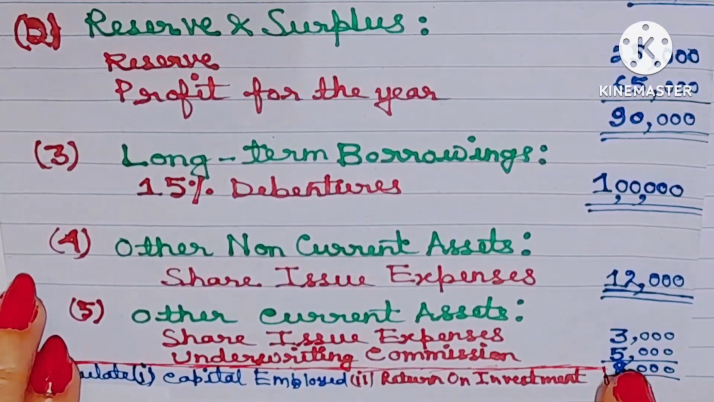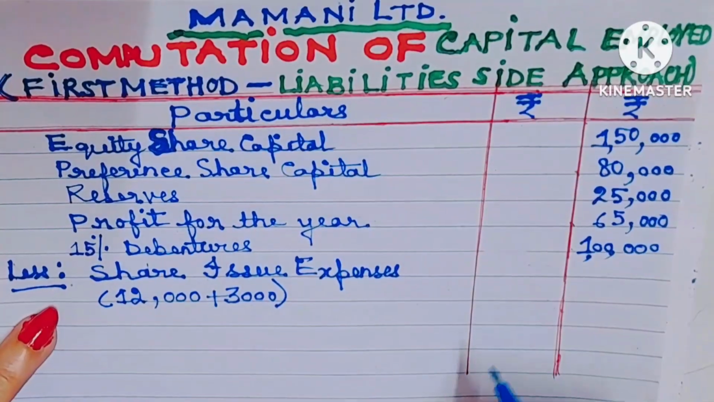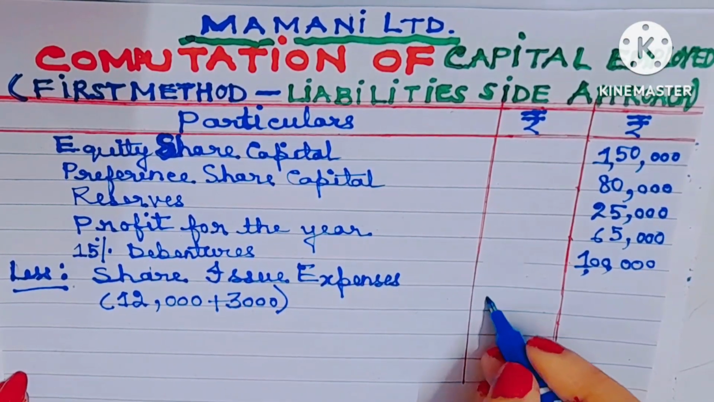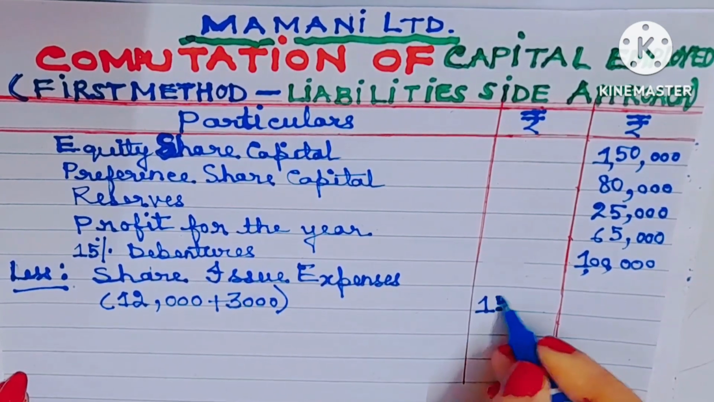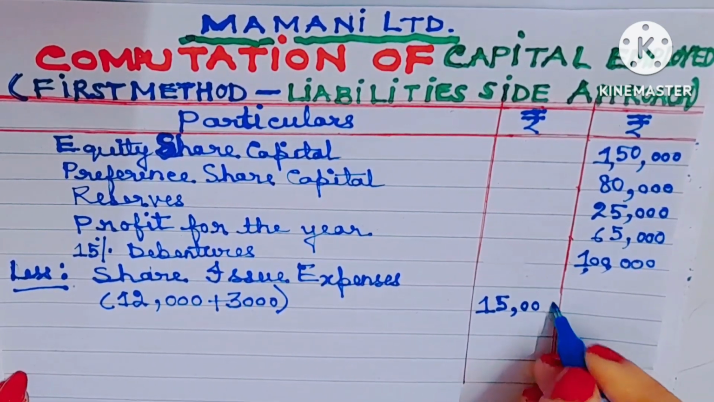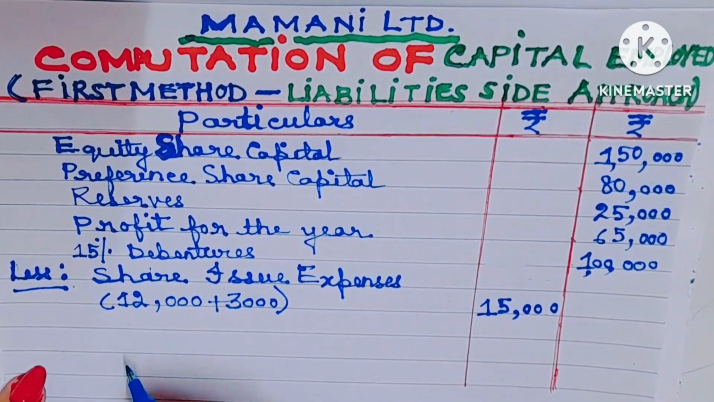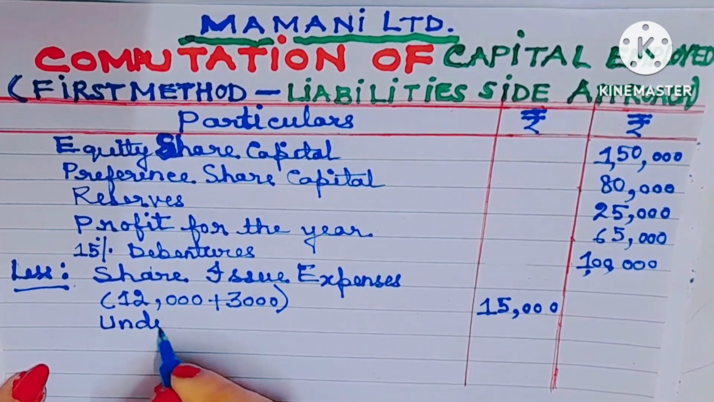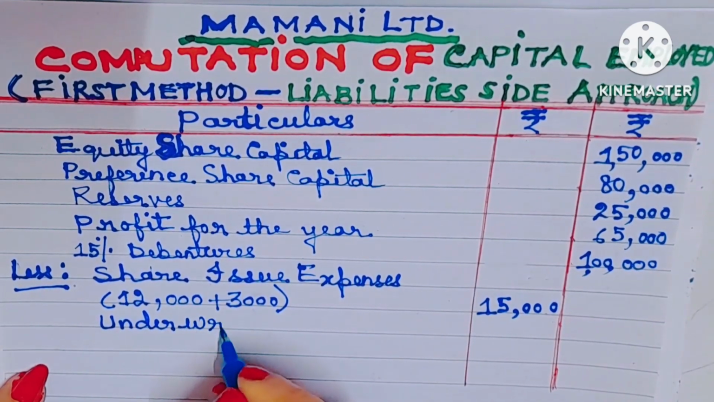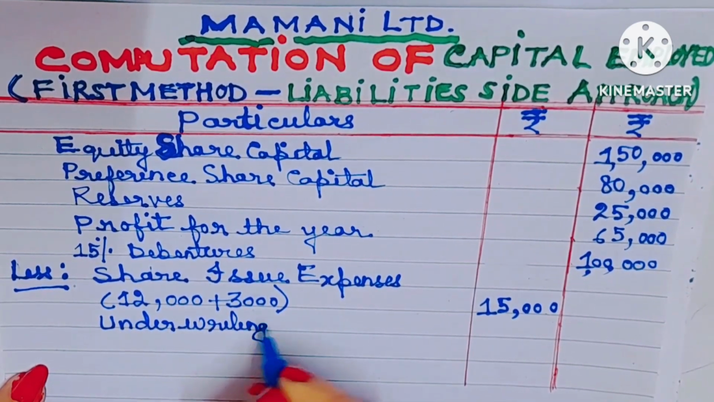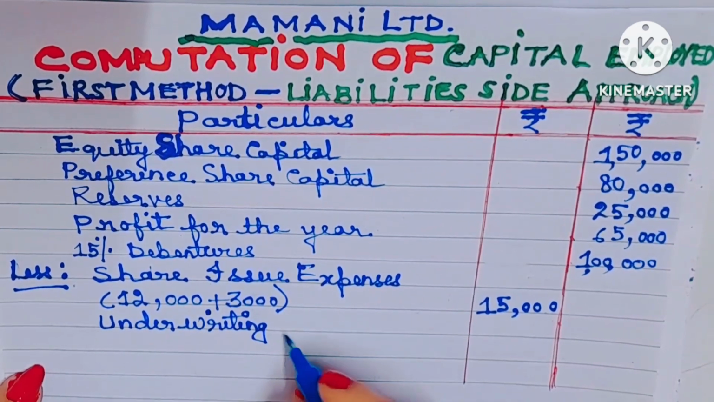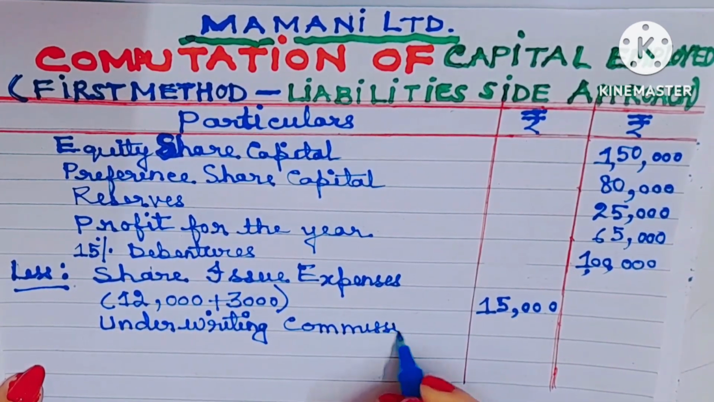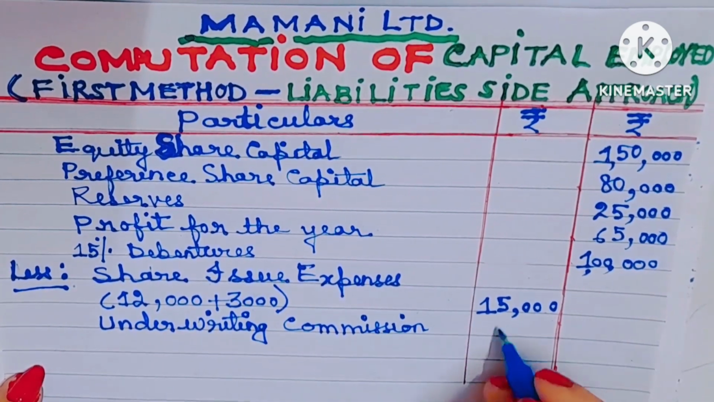Okay. So we'll write share issue expenses in the first column. That is 15,000. 12,000 plus 3,000 will give us 15,000. And we'll also write underwriting commission is 5,000. Okay.